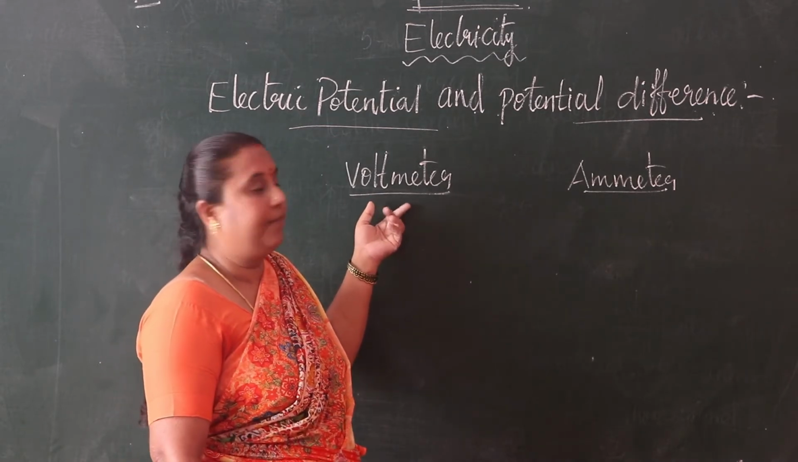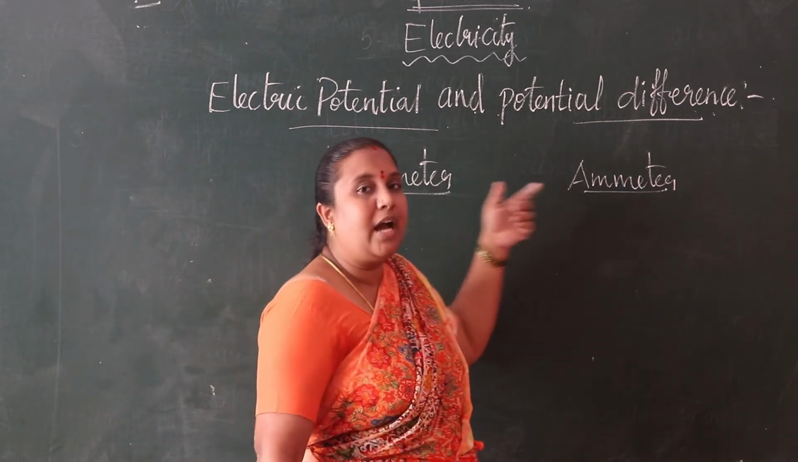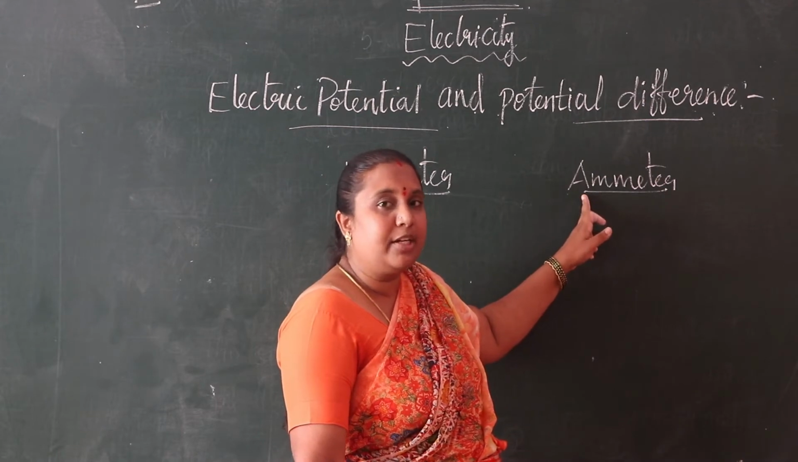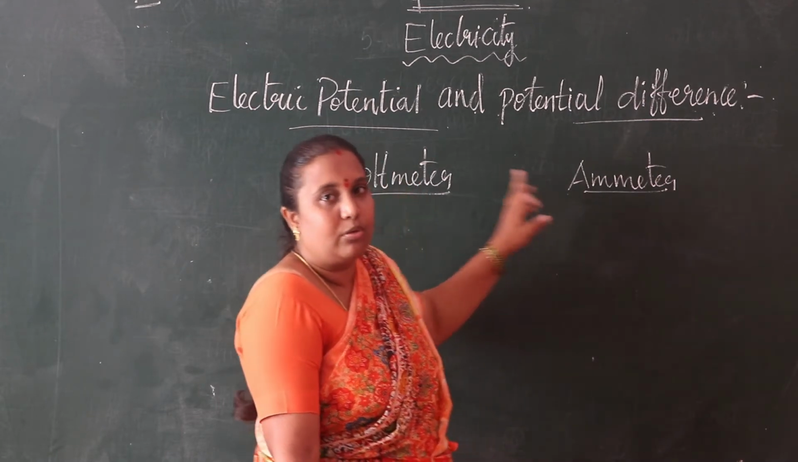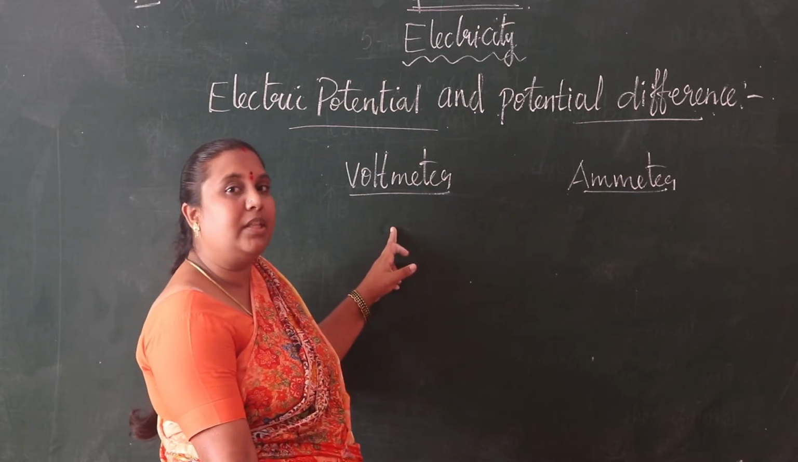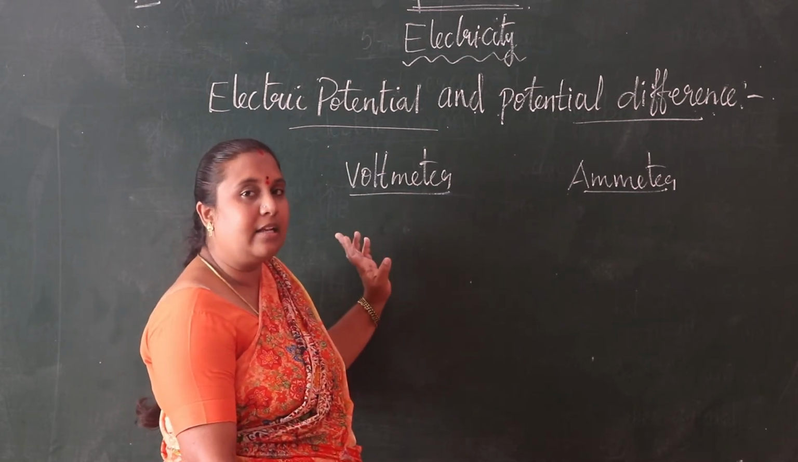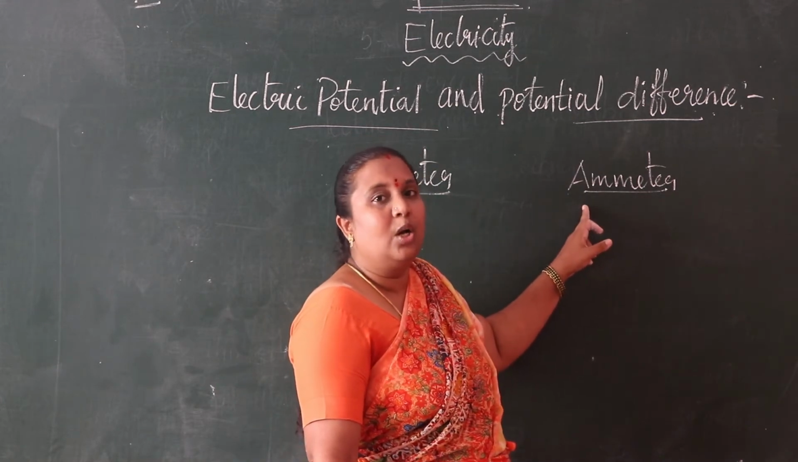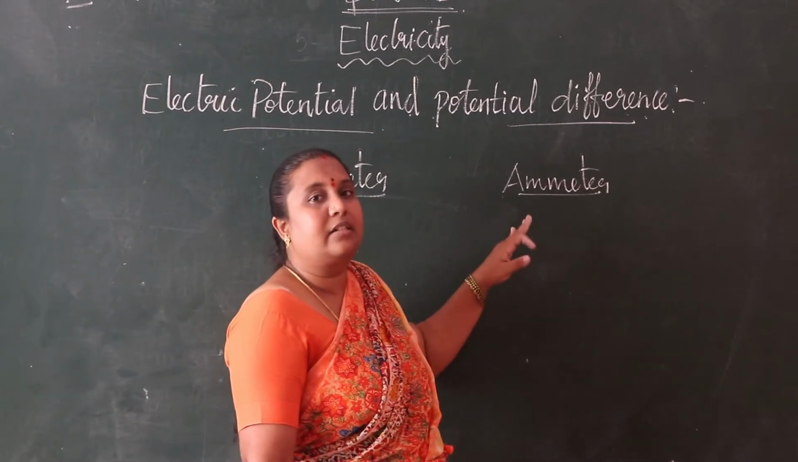Understood children? So here is the difference between ammeter and voltmeter. Ammeter is used to measure the electric current in an electric circuit. Voltmeter is used to measure the potential difference between the 2 points in an electric circuit. And the ammeter is connected only in series in the electric circuit.